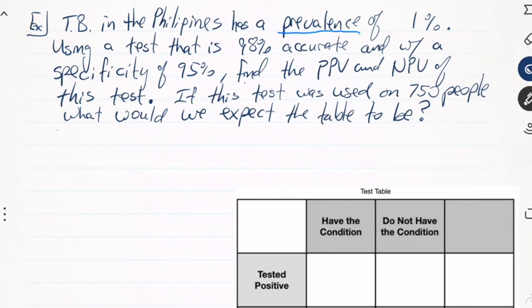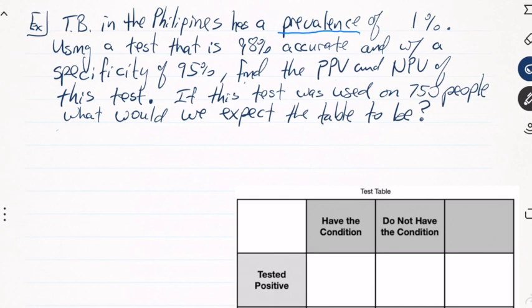So the prevalence of tuberculosis in the Philippines is rather high compared to like the United States. They have a prevalence anywhere between 1 and 2% of the population is infected with the tuberculosis virus. So their prevalence being, let's say, just 1%, I want to use a test that is 98% accurate, which is also known as sensitivity, and also has a specificity of 95%. So these are really high percents. And I want to see what effect the prevalence has on the PPV and the NPV of this test.